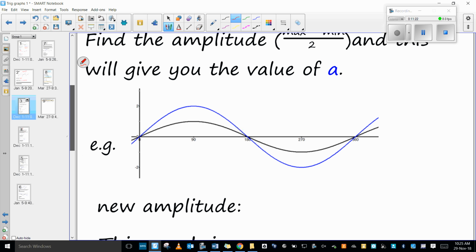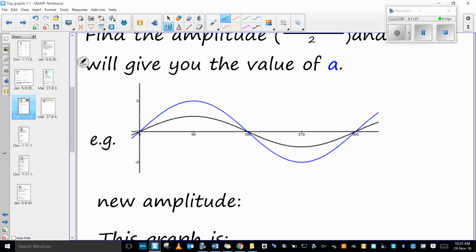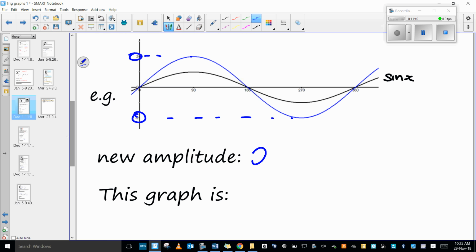Okay. Yeah, so I hope it's not confusing. What I've done, I put the black one on as the original, and then I put a blue one on that we're looking at. So the black original is just our sine x graph. If we look at our blue one, we can see that now it's going up to 2 and down to -2, which means that my amplitude is now 2 rather than just 1. And so this must be y equals 2 sine x.